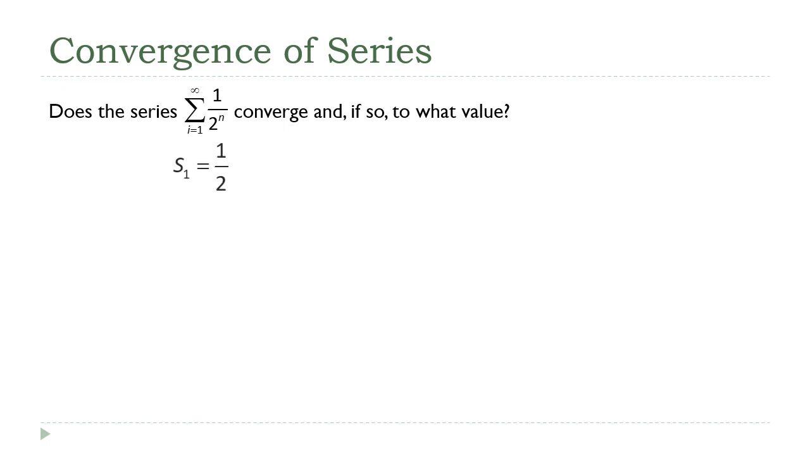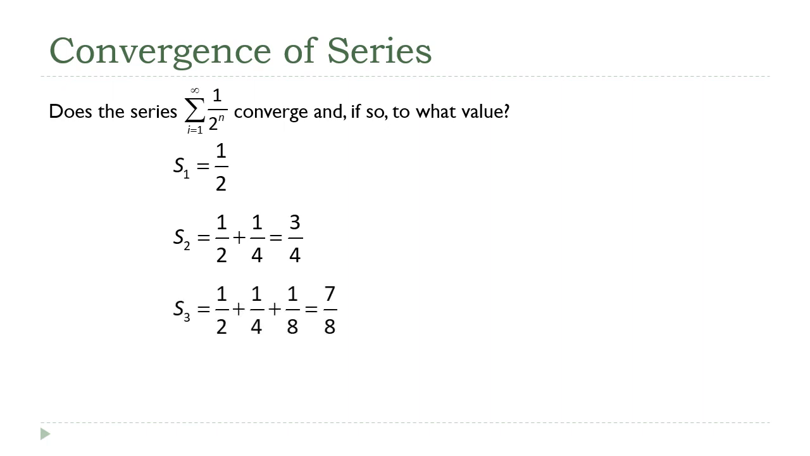So S1 is just the first term, which is 1/2, 1 over 2 to the first. S sub 2 is 1/2 plus 1/4, 1 over 2 squared, which is 3/4. S sub 3 is S sub 2 plus 1/8, which is 7/8. And now I'm starting to see the pattern.